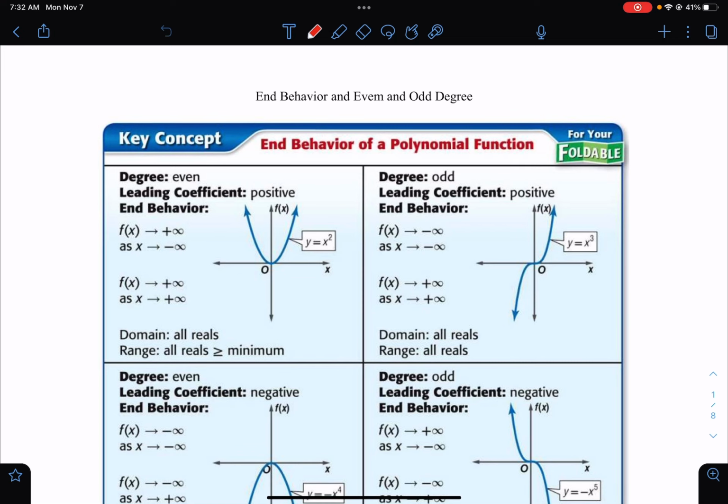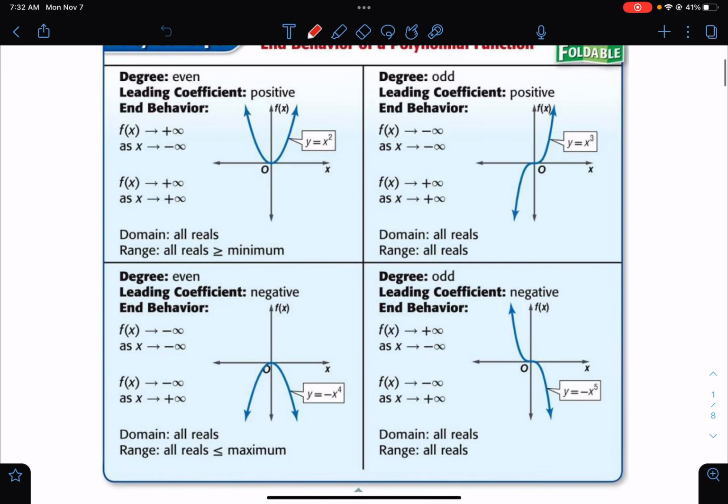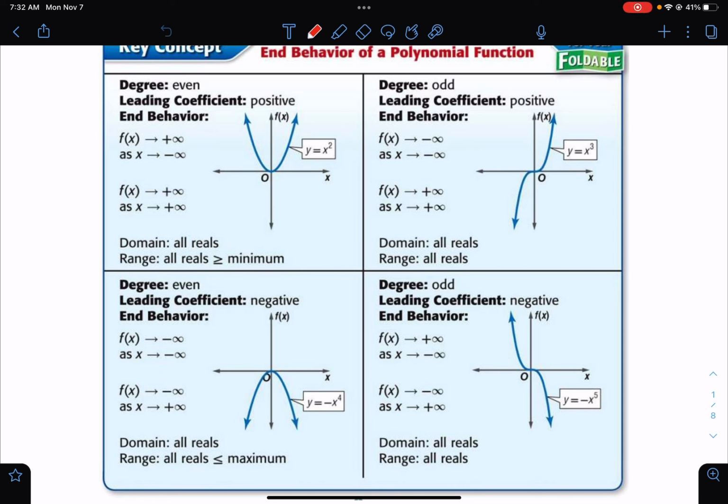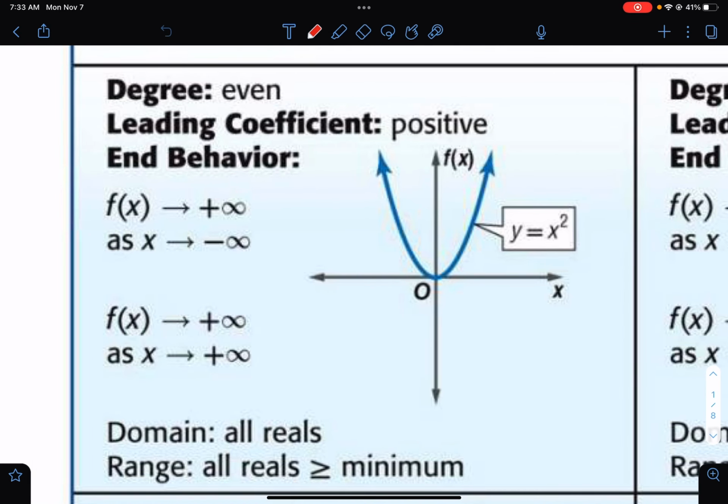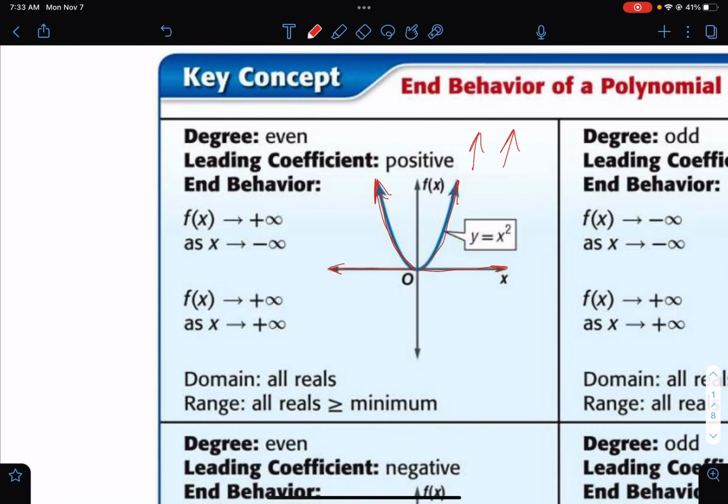If the highest power is even and the leading coefficient is positive, the polynomial is going to go up to positive infinity in both directions. What does that mean? That means that as x goes to negative infinity, y goes to positive infinity, and as x goes to positive infinity, y goes to positive infinity, all right? Kind of the way I remember this one is it goes up, up, all right?